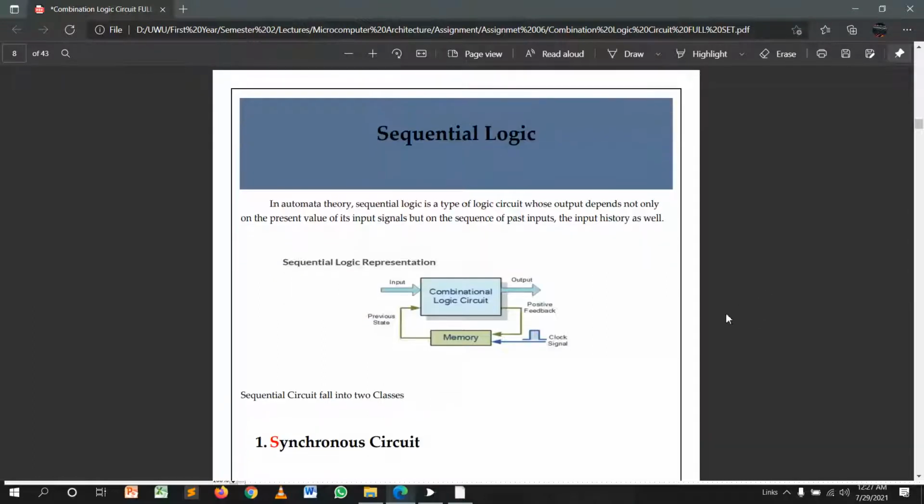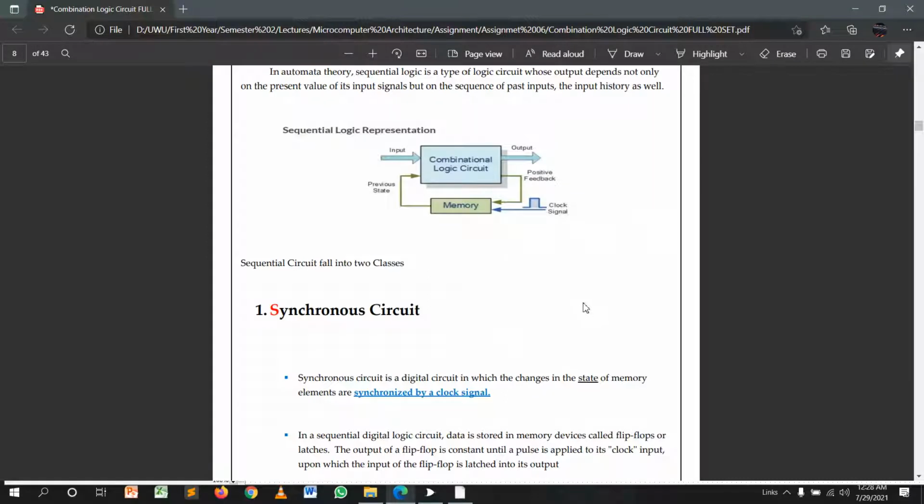Its basic concept is like this. It's a combination of logic circuits and memory locations. The input goes into the combinational logic circuit, then the output goes through positive feedback, and it's stored in memory also. This is the normal logical concept. And it has two types of circuits: the first one is synchronous and the second one is asynchronous.